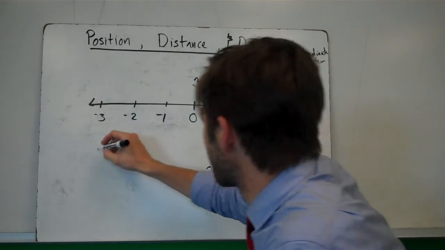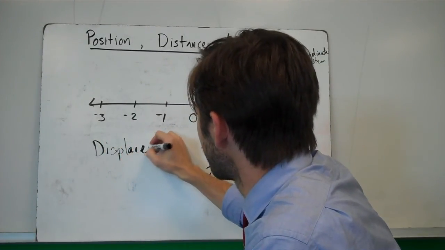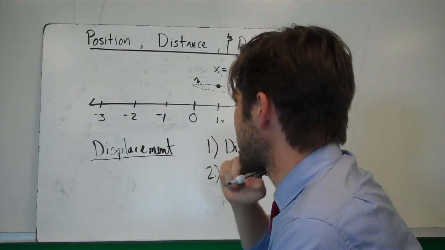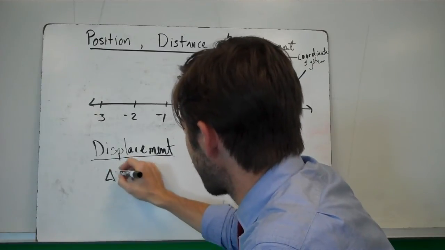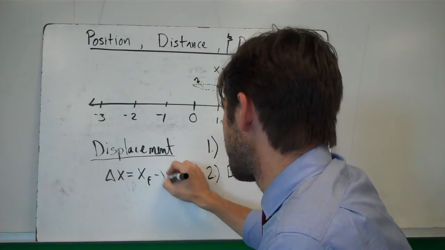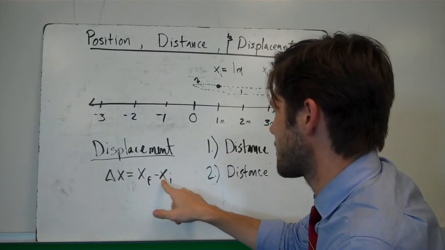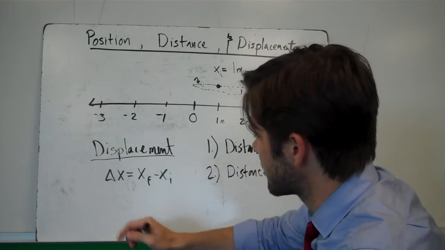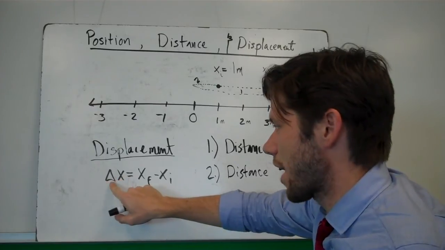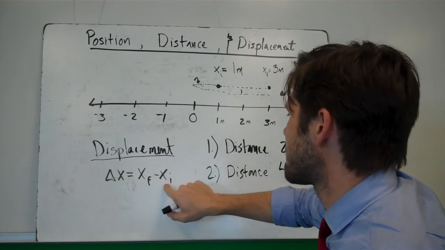Last term, displacement. This is the one that's probably most new for you. Displacement is a value that's calculated as follows. Delta x equals xf minus xi. So delta x equals xf minus xi. What is this saying? This says delta, or we'll read this as the change in x. So how did x change? Well, to find that out, you just take xf minus xi.